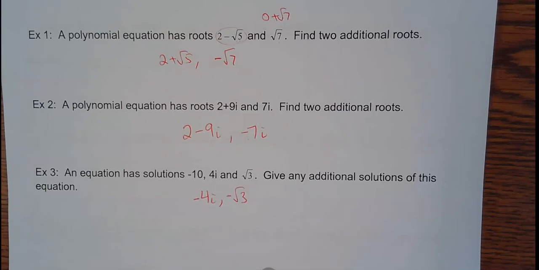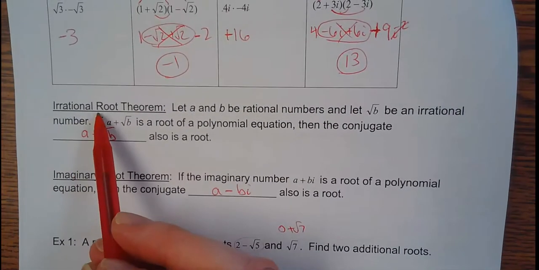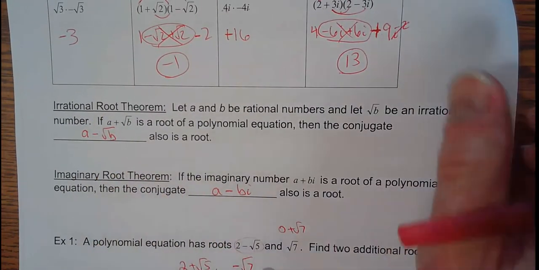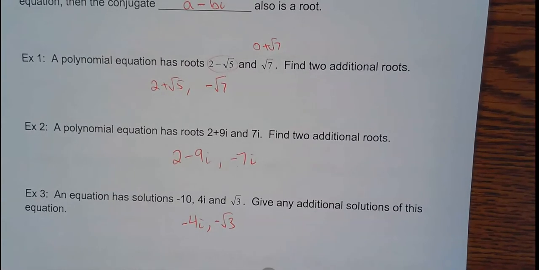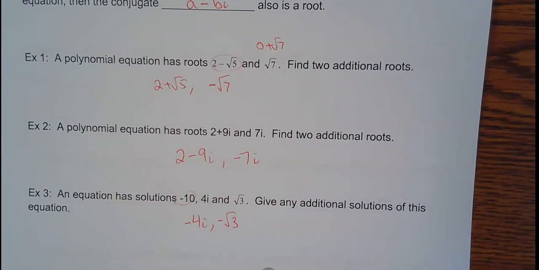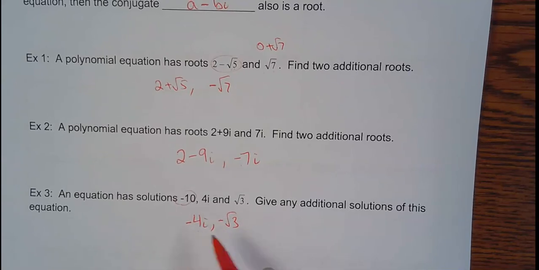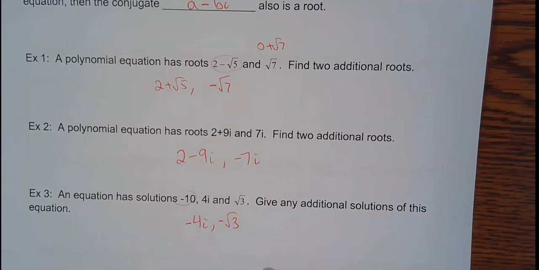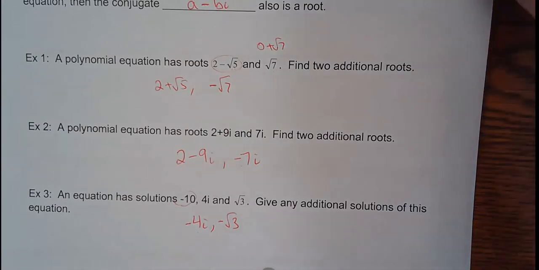Okay, so here's the other two additional ones. Notice negative 10 is not an irrational root or an imaginary root. Okay, negative 10 is rational. So negative 10 can stand alone. It can be by itself. But 4i has to be paired up with negative 4i. Radical 3 and negative radical 3, those are paired up when we're talking about roots of equations.